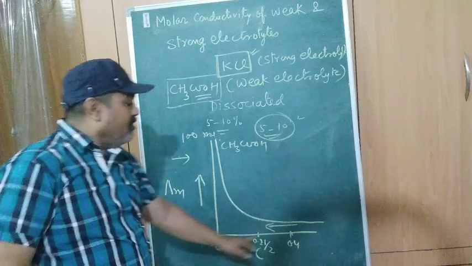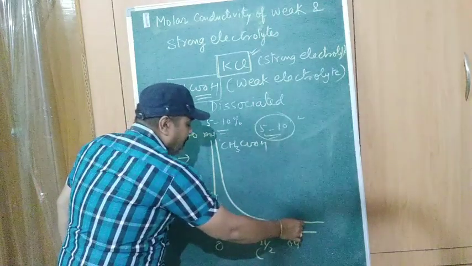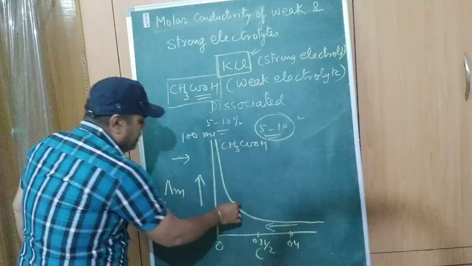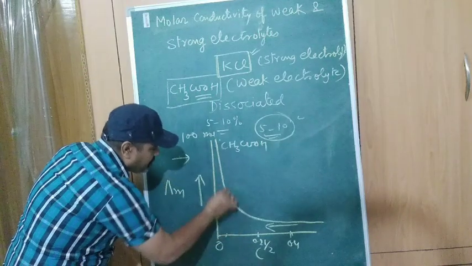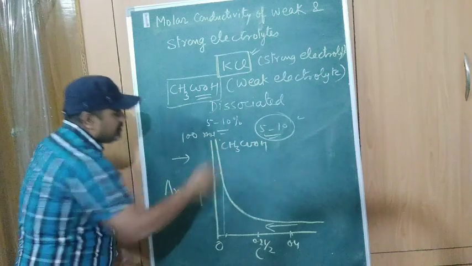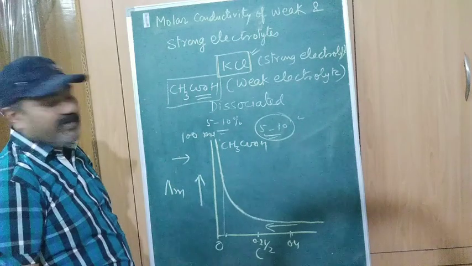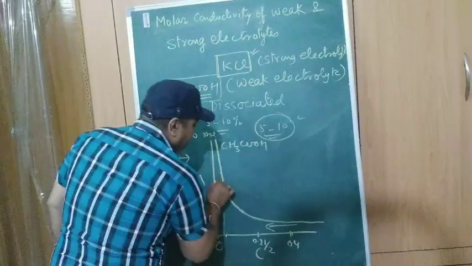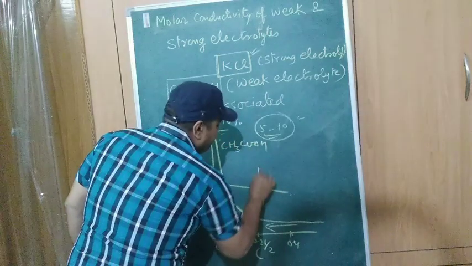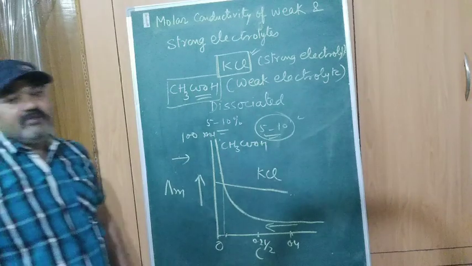when we are approaching 0 concentration, or you can say when the dilution is increased, the molar conductivity increases. When we approach almost 0, the value of the molar conductivity increases speedily. And at the same time, this is the graph for potassium chloride.